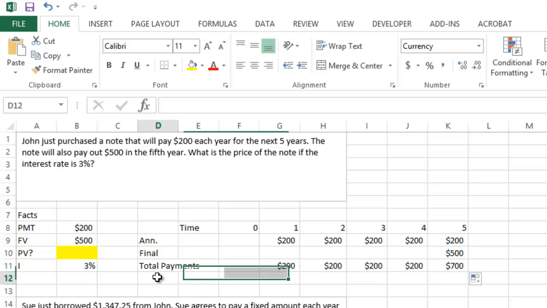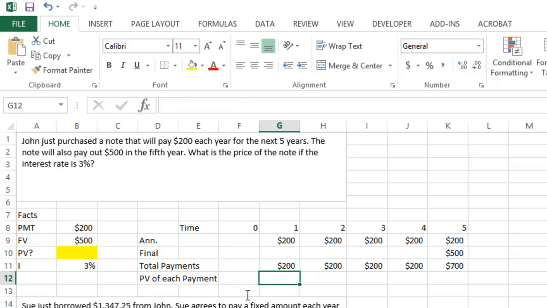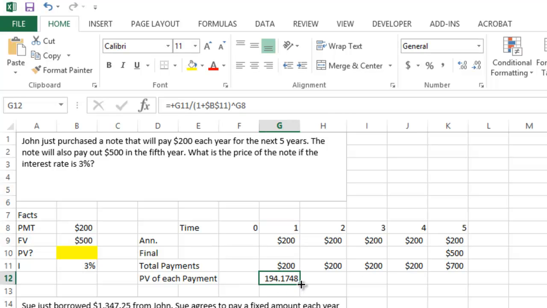Now I'm going to calculate the present value, and that formula is the total payment divided by 1 plus the interest rate to the power of the time. Now notice here that my interest rate needs to be anchored, so I'm going to go ahead and hit F4 there, and then hit enter, and then I'm going to go ahead and copy that over.